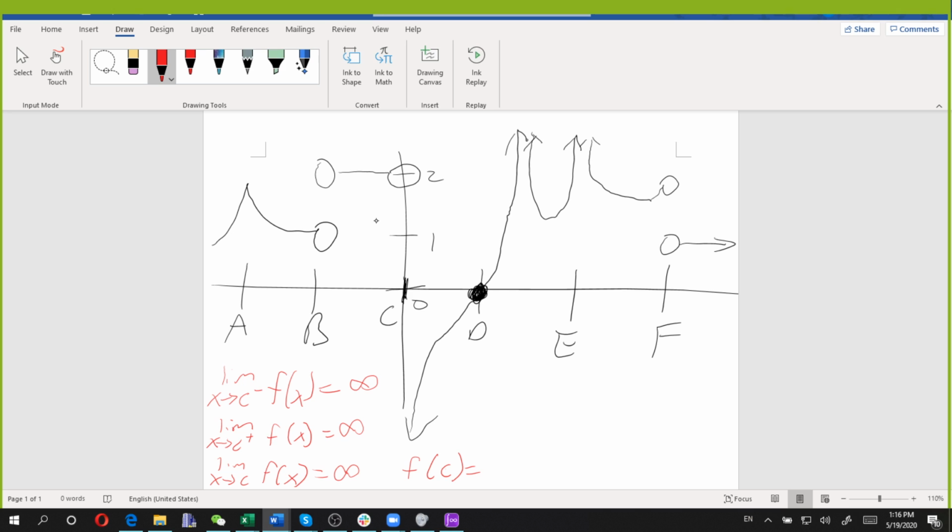It is non-removable. What happens when you try to plug in the point? So in this case, the limit does not exist. We don't have one y value that we would get when we plug this in. We've got a vertical asymptote at x equals e.